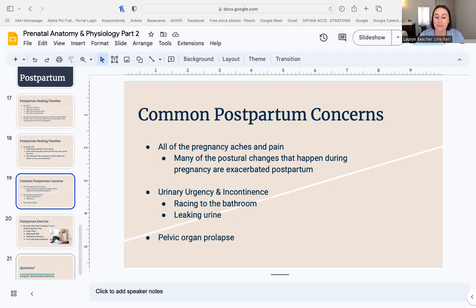I also wanted to mention pelvic organ prolapse, which I think is something that is getting a lot more attention now than it did even just a few years ago. A few years ago, I was hearing a lot from my clients or my students that their OBs didn't believe them that they had pelvic organ prolapse because it was just something that happened to old ladies.